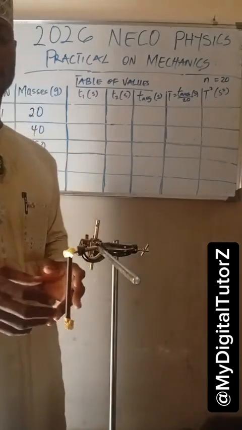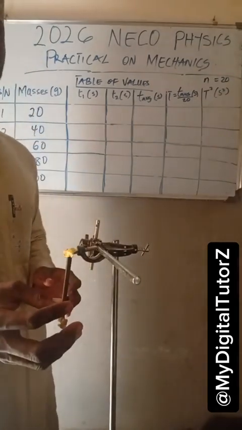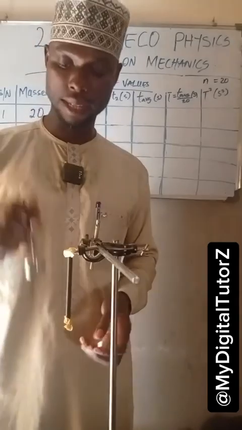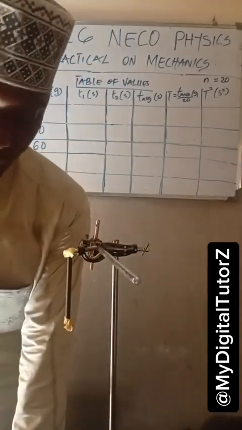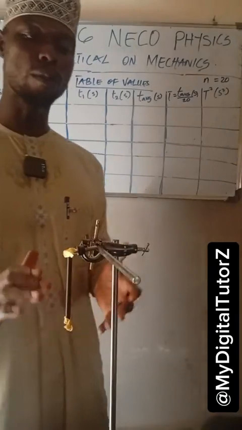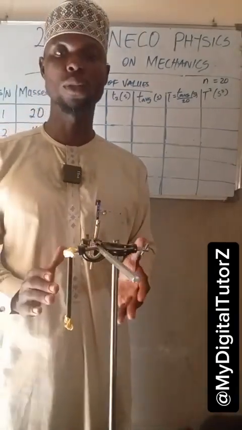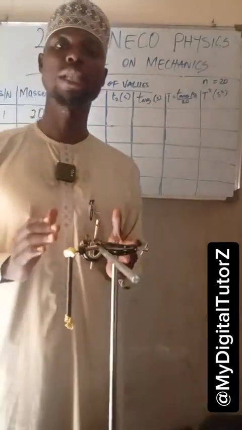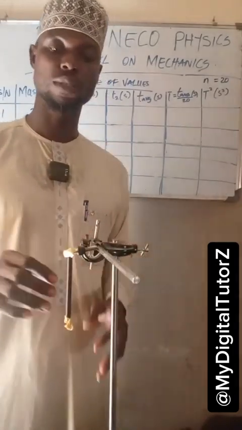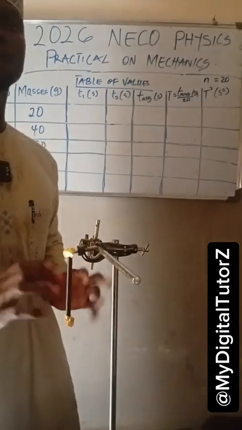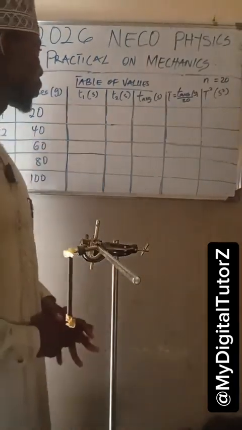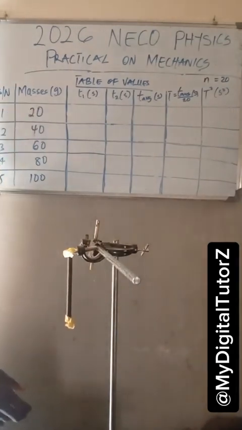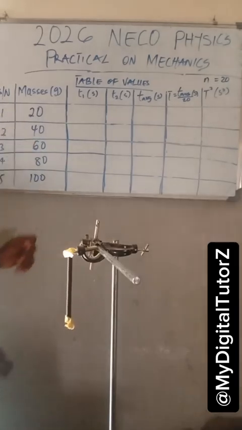According to the white paper and the set of practical apparatus that you are to be provided, we have an elastic spring, slotted masses, a mass hanger, a stopwatch and a retort stand. So from here we conclude that the practical is going to be on determination of the acceleration due to gravity using the elastic spring method. Is that clear? In the set of masses we are provided, we have 20, 40, 60, 80, 100.